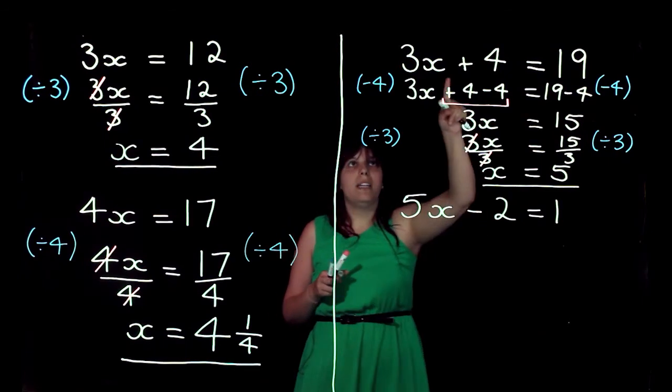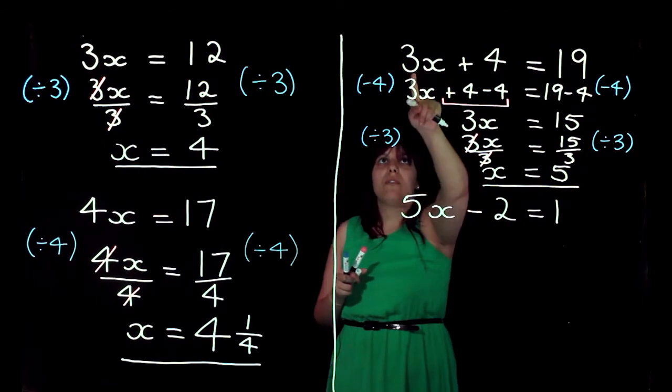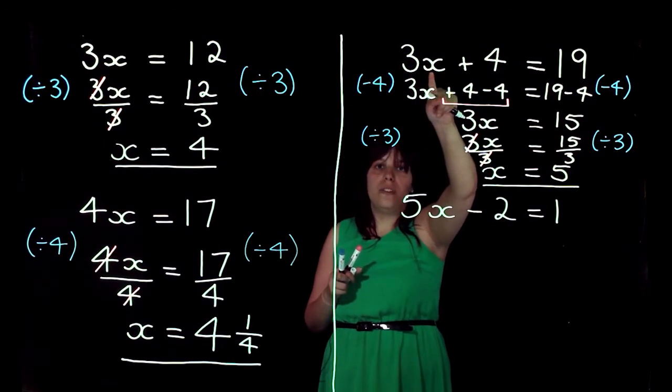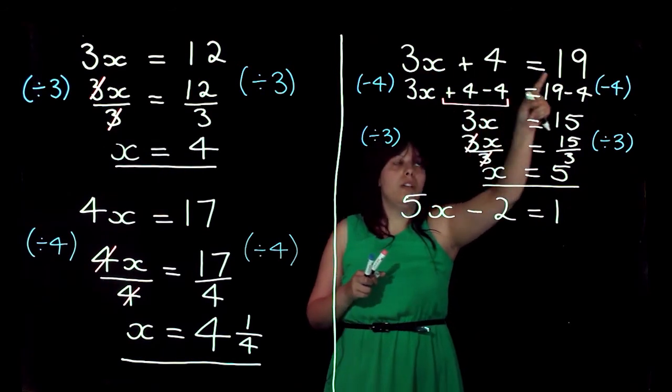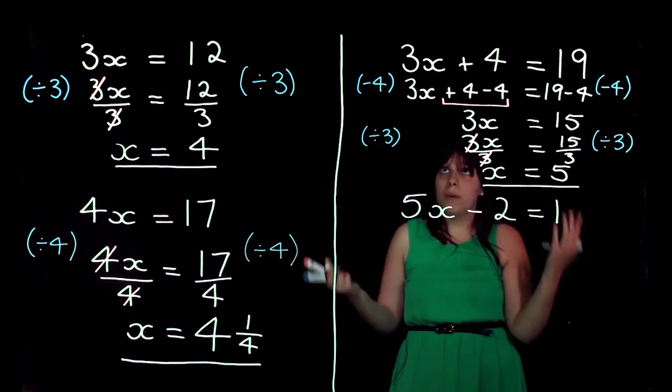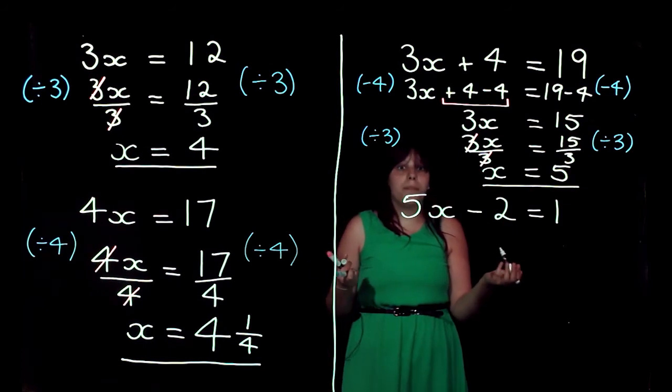Now, if I put that back into my original equation, I've got 3 times 5, which is 15, plus 4, which gives me my 19. So again, that one's correct.